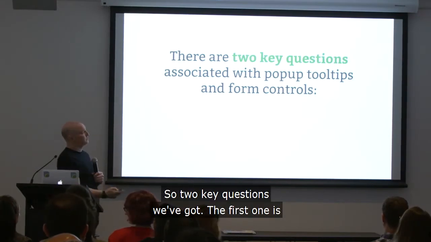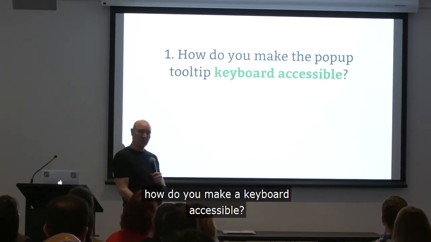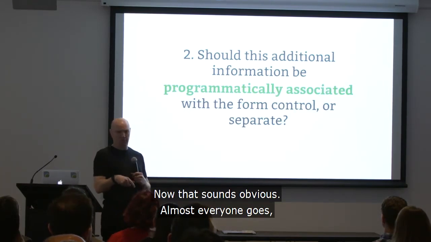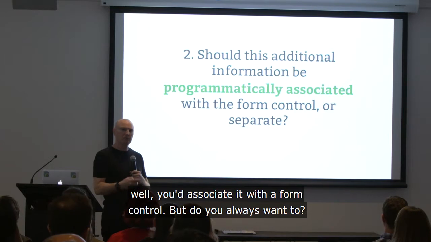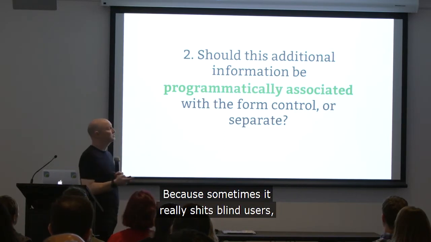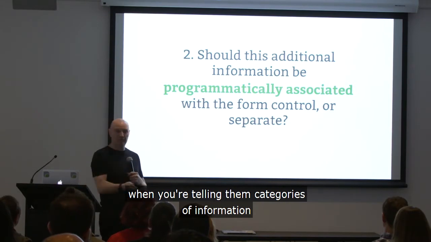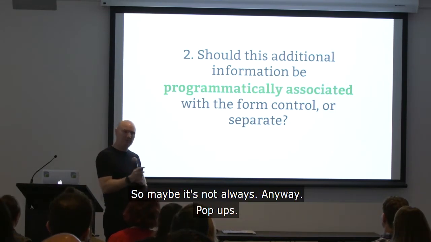So the two key questions we've got. The first one is, how do you make it keyboard accessible? And the other one is, where do you put it? Now, that sounds obvious. Almost everyone goes, well, you'd associate it with the form control. But do you always want to? Because sometimes it really shits blind users when you're telling them categories of information attached to each field. So maybe it's not always.